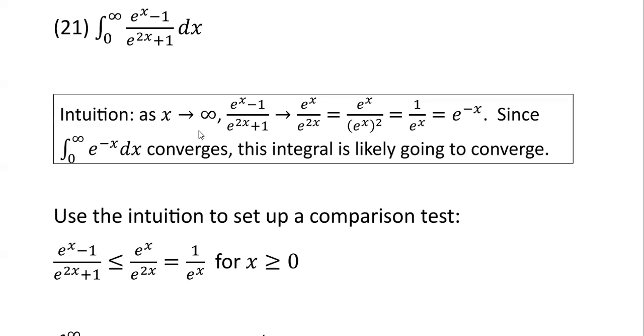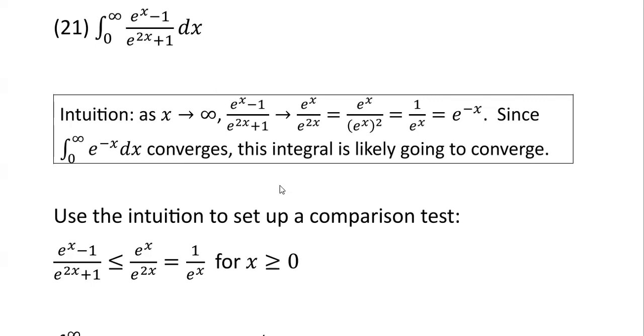As x approaches infinity, our function will behave very similarly to e to the x over e to 2x. You can imagine the exponential function keeps growing and it grows really, really fast. So this minus 1 and this plus 1 will be super insignificant compared to how fast the exponential is growing. Okay, so this guy simplifies to 1 over e to the x by properties of exponents, which we can rewrite as e to negative x. And you might remember that the integral from 0 to infinity, e to negative x dx converges. So our integral is likely going to converge.